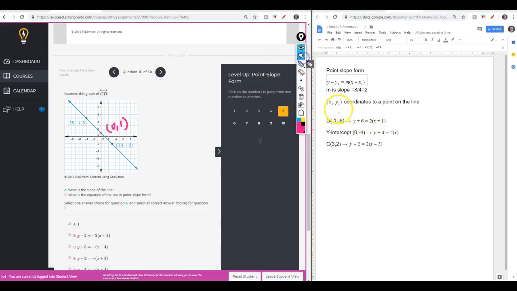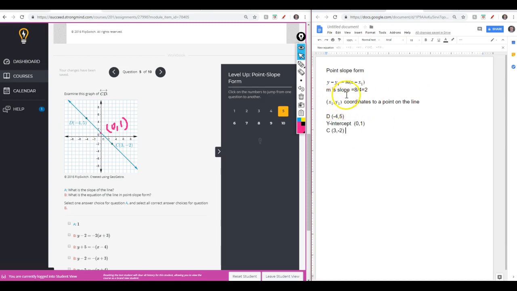So when we write this down, question A is what is the slope of the line, and question B is what is the equation of the line. So let's just write these down real fast. Point D is located at -4, 5. The y-intercept again is located at 0, 1. And point C is located at 3, -2.